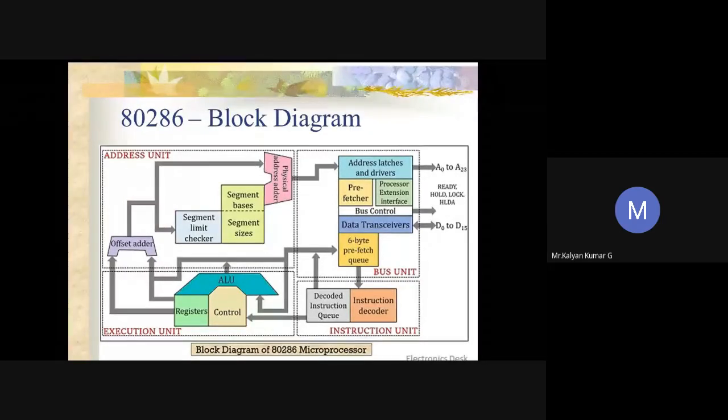If you see the internal block diagram of the 80286, it has four important function units. You can just look at the block diagram. One is the address unit, another is the bus unit, then the instruction unit, and the execution unit. Make a note of all the blocks present inside the individual units so that you can understand more easily. These are the four units available in the 80286 processor.